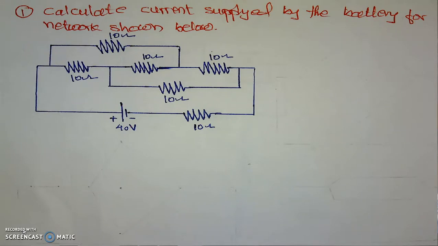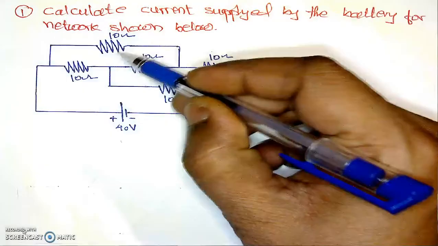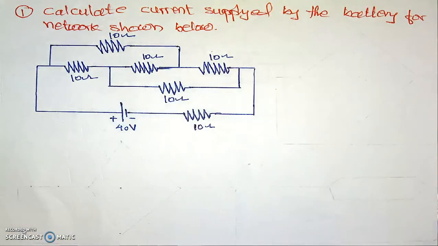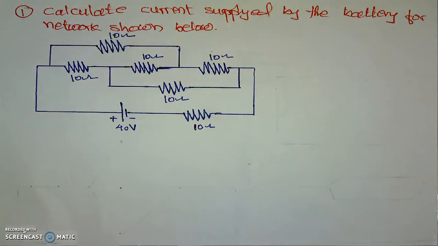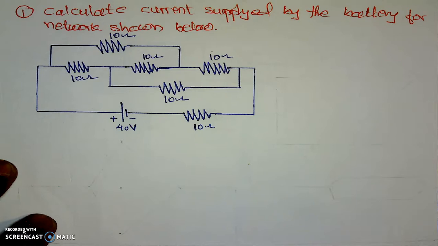This problem can be solved in a number of ways. We can use mesh analysis; here this will be mesh 1, mesh 2, mesh 3 and so on. But here I want to use the star and delta conversion technique, meaning finding the equivalent resistance between the terminals, then calculating the total resistance and then the current.